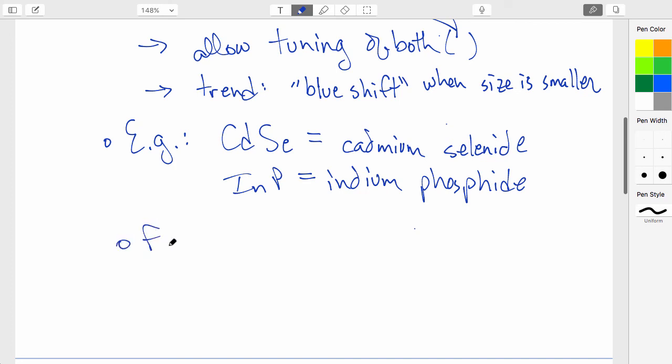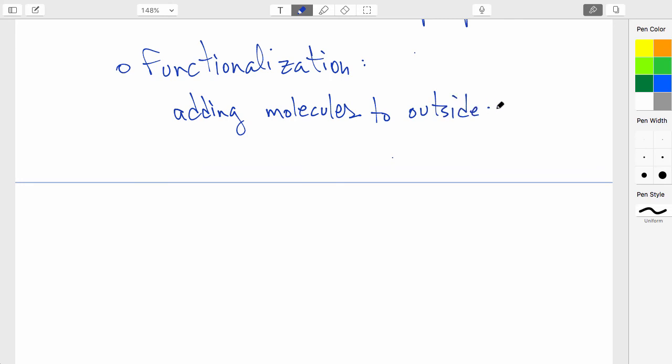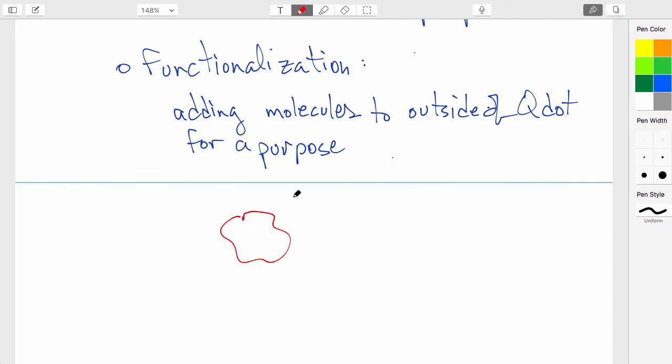Now, there's also this aspect of functionalization. And this is a term that's very common in quantum dots. And this simply means that there is an addition, or it's the process of adding molecules to the outside of the quantum dot. And usually these molecules are organic, flexible, for some kind of purpose. And that can take many different purposes that we'll get into in later chapters. But what I want to do is make sure that you understand what the idea is, and then just give you one example.